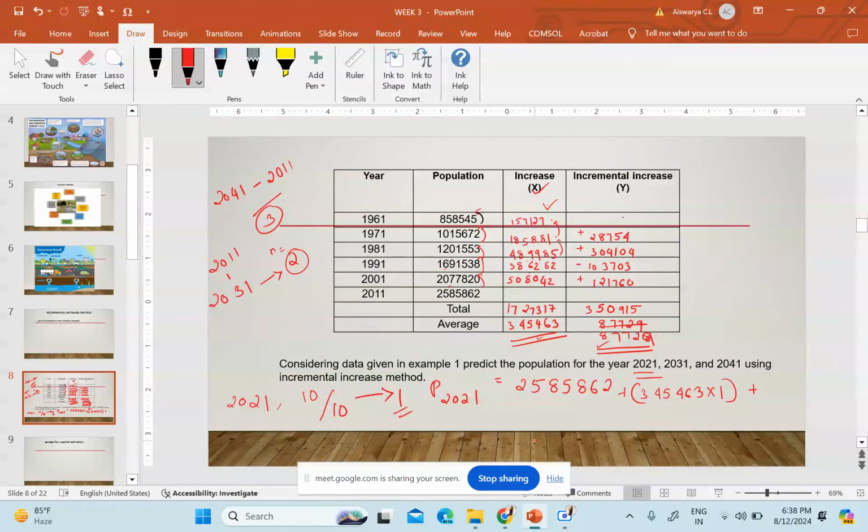So we have considered this x average value. Now we have to consider this y average value. Here you take the number of decades, that is 1, into number of decades plus 1, divided by 2, then the whole multiplied with y average, that is 87729.